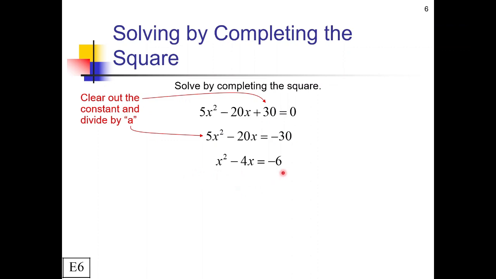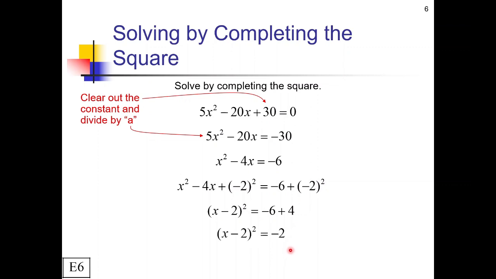All right, so completing the square now, I'm taking half of my b value, that's going to be negative 2, and I'll square that and add that to both sides. So on the left side, I've got x minus 2 squared, and on the right side, I can simplify that to be a plus 4. Going a little bit further on the right side, negative 6 and 4 gives me negative 2. And now I'm ready to solve by square rooting.